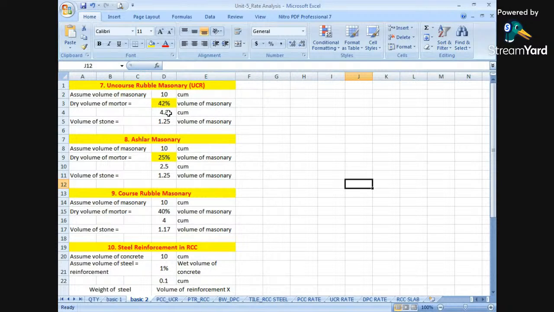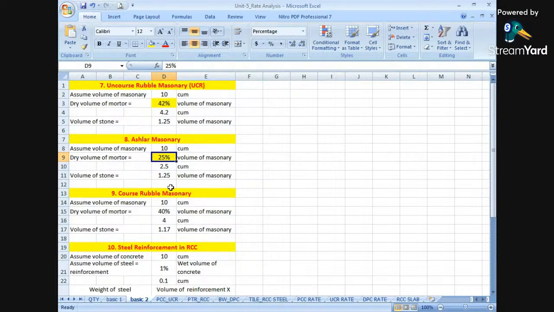That is less as compared to 42%, because ashlar masonry has even surfaces. Therefore, less material will be required as compared to coarse rubble masonry, because the edges and the sides of the stones are not uneven. Therefore, less material will be required, and the percentage will also be less. That is, we are taking 25% of the total volume. Next, it comes to be 2.5. Now, see how much the volume of stone will be: 1.5 times the volume of masonry.